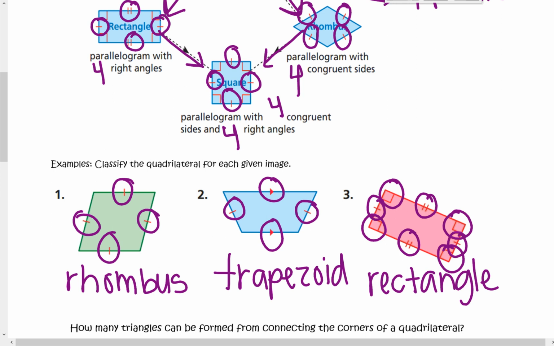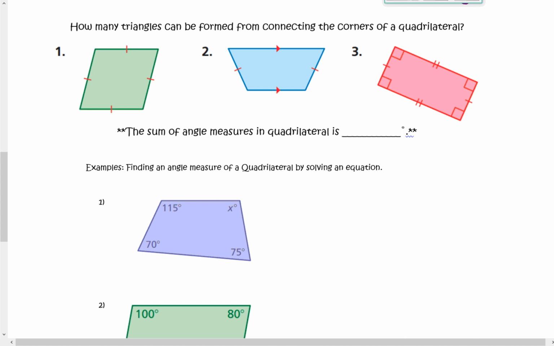All right. Before we move on, if you would like to go back and rewind to review that information, because we are going to be moving on to some new stuff now. Just like with those triangles, we're going to talk about how many degrees are inside quadrilaterals. Since we already know that triangles have 180 degrees inside them, let's see how many triangles we can form from connecting the corners of a quadrilateral.